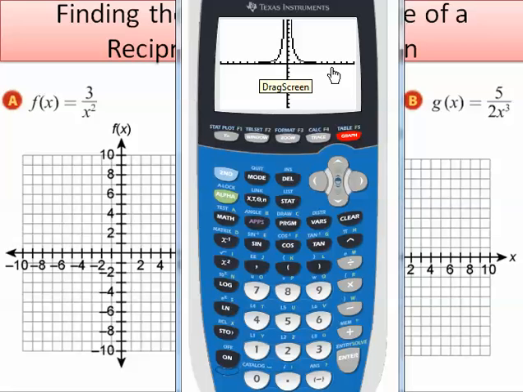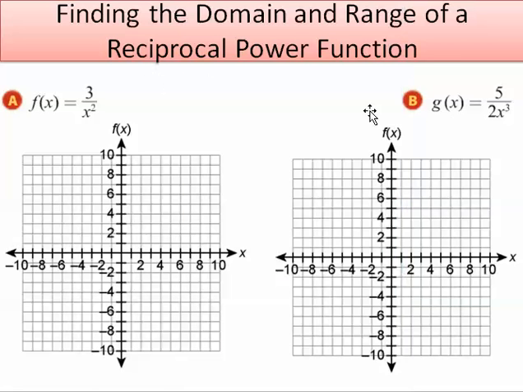Now, domain-wise, we have to exclude x is equal to 0 from the domain. For the range, obviously it doesn't ever go down here in the negative, so it would be all y values greater than 0. How about this one over here? 5 over 2x to the third.